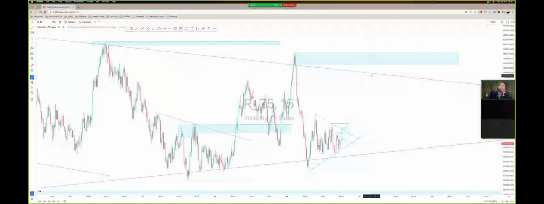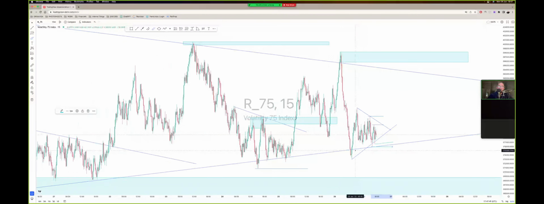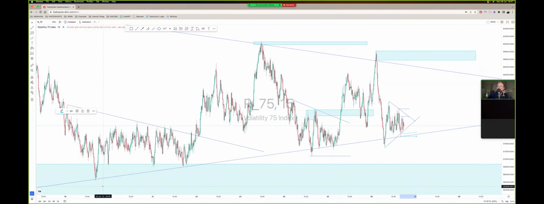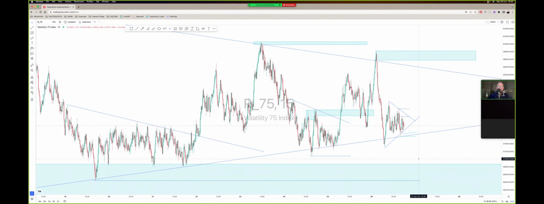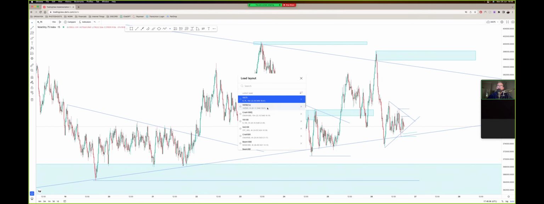However, having a plan, we also have lows here. So I want these two lows to be taken out first. And then, depending on what we get, a supply area, and then we can sell it down, targeting these lows down here as TPs. And this is just purely looking at it on the 15-minute level. That's all. That's it on 75. I want to check out something else.